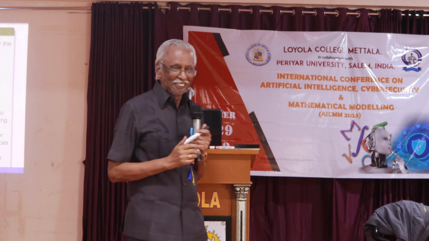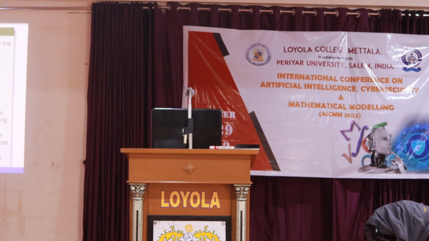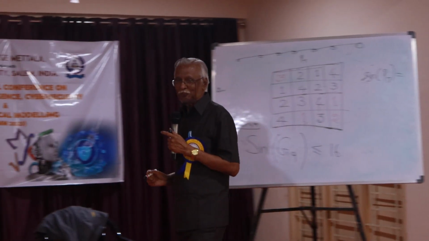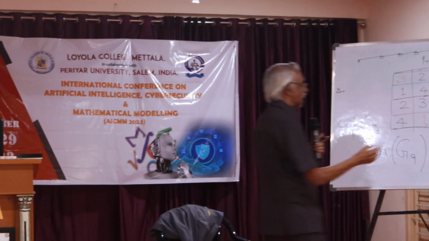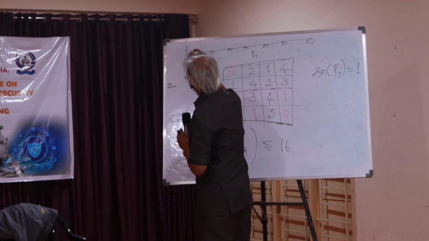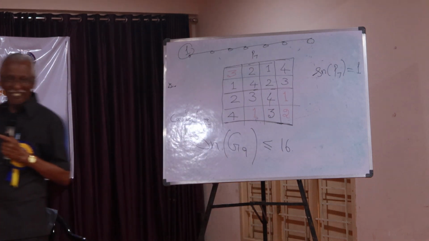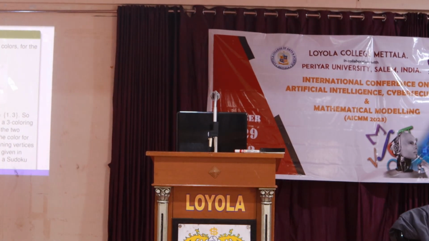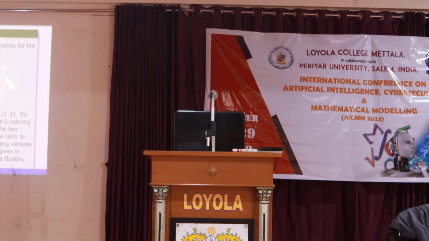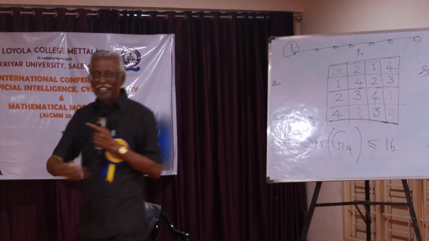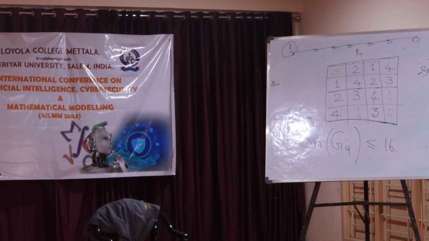Right? So Sudoku number of P7. What is Sudoku number of P7? Surprise, it is just 1. Yes, suppose you give color 1 here. Over. Everything is unique now, because once you give color 1, you have to give only 2 here. So once you give 2 here, you have to give 1 here. So 1, 2, 1, 2 alternate. That's all. The color is uniquely fixed. So Sudoku number of a path is 1 only.